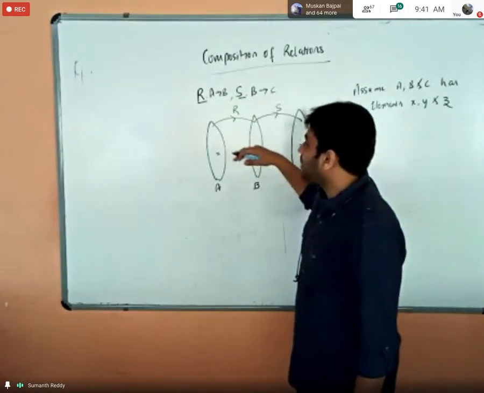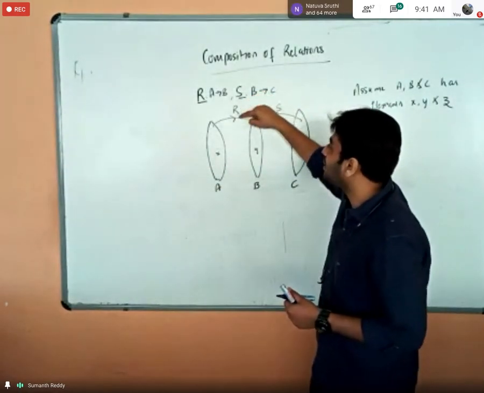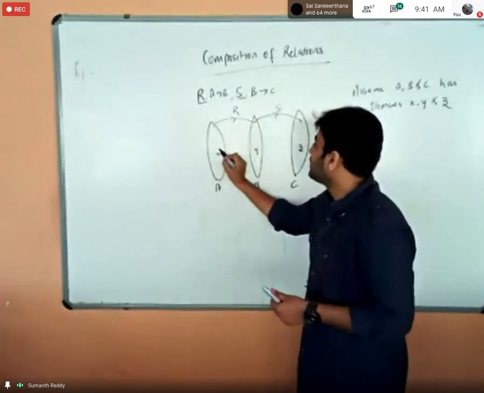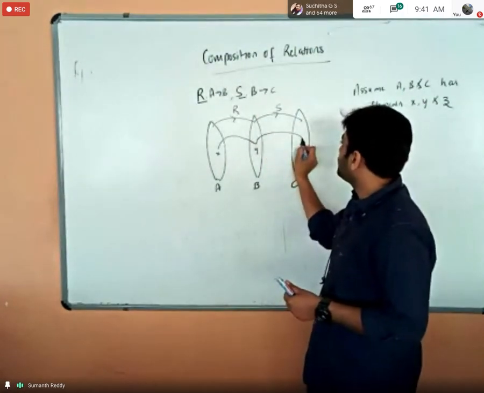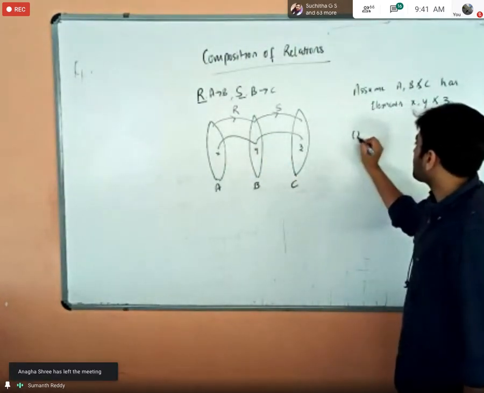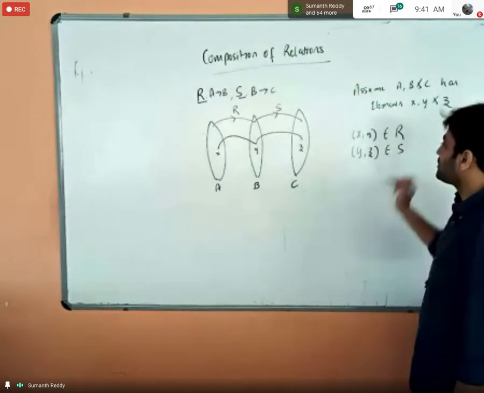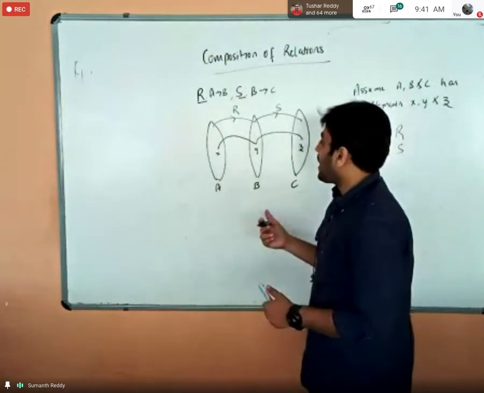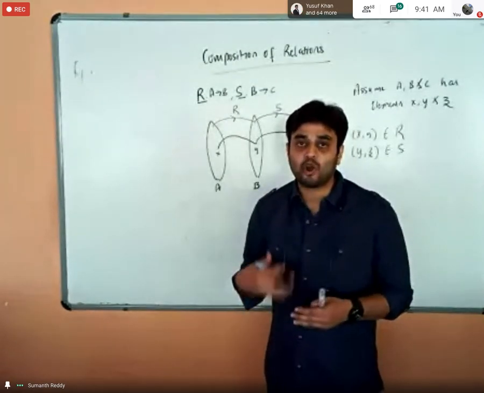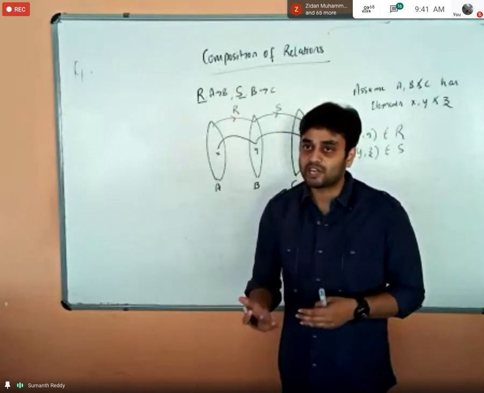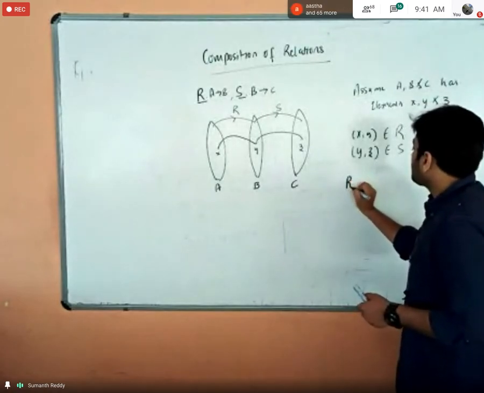By looking at this diagram, you can easily make out that the relation R will have the ordered pair x comma y. So x comma y belongs to R and y comma z belongs to S. There is an ordered pair x comma y that belongs to the relation R, and there is an ordered pair y comma z that belongs to the relation S. Then I can find a new relation that is a product. I can call it a product of the two relations, or a composition of the relations. It is represented as R composition of S.